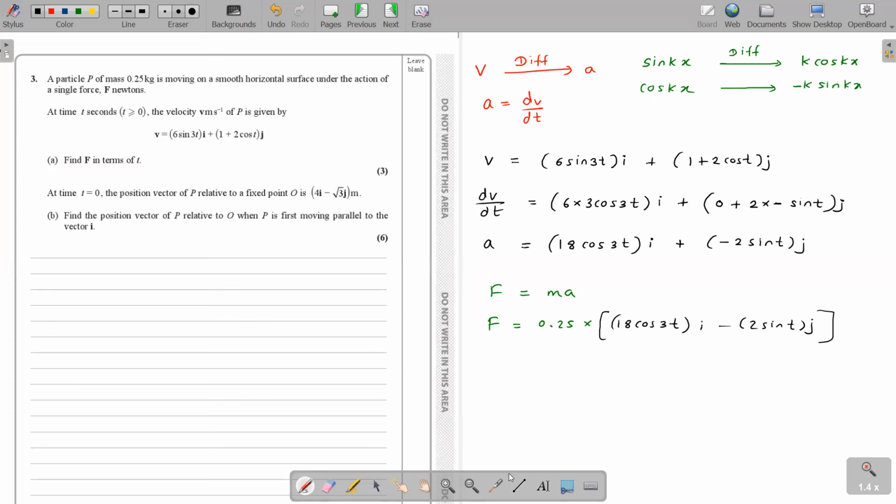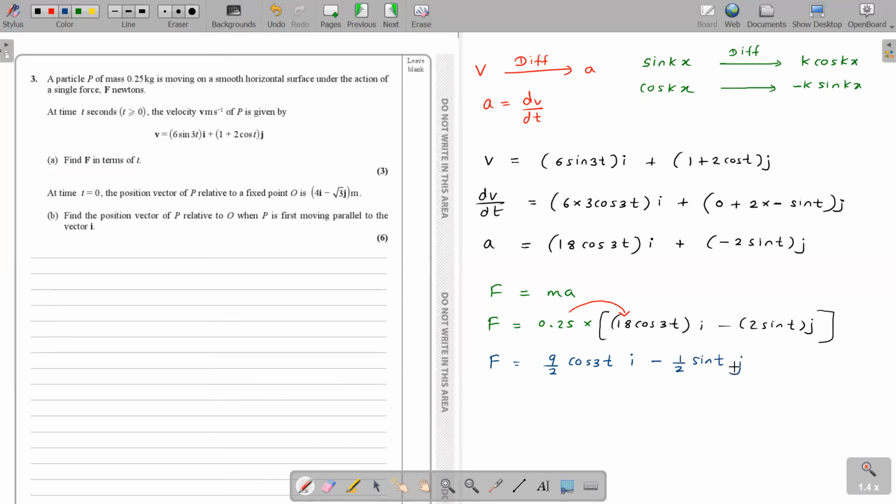So input the values, multiply 0.25 with 18. What do we get? 0.25 times 18 is 4.5, or 9 over 2. So 9 over 2 cos 3t times, don't forget the i. This is the i component. And then minus 0.25 into 2, which is 0.5 or a half.